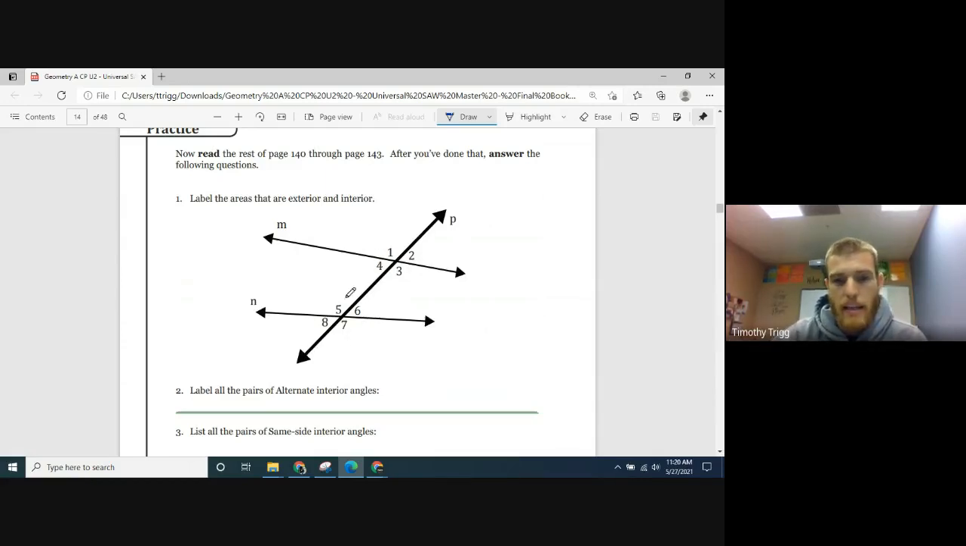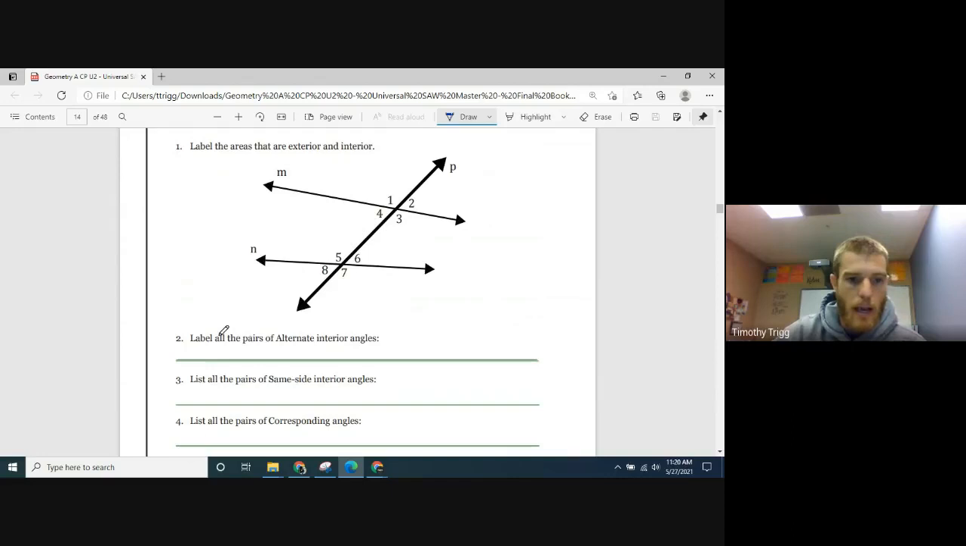The last main thing here is that this line P that's cutting both those lines is called a transversal. So this line that's cutting through these other two is called a transversal.